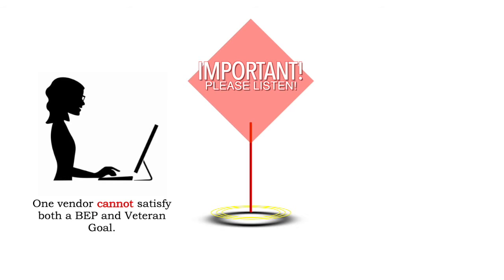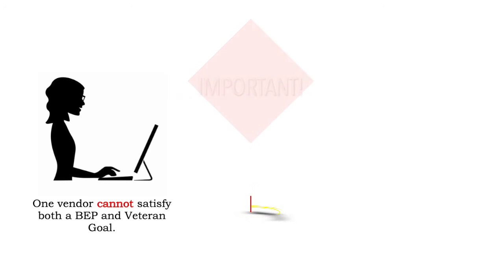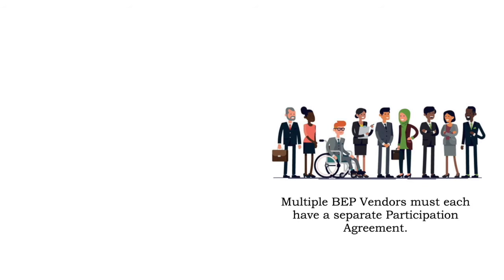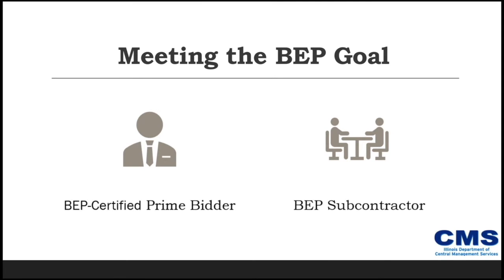You must choose the vendor to satisfy one or the other goal, but not both. A separate U-Plan and participation agreement must be submitted for each goal type on the solicitation. You may select one or multiple vendors to satisfy the goal, with a separate participation agreement for each individual BEP subcontractor.